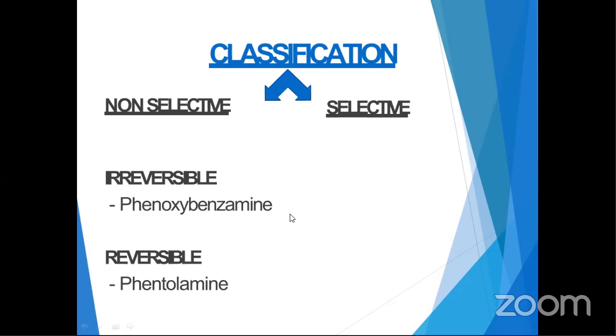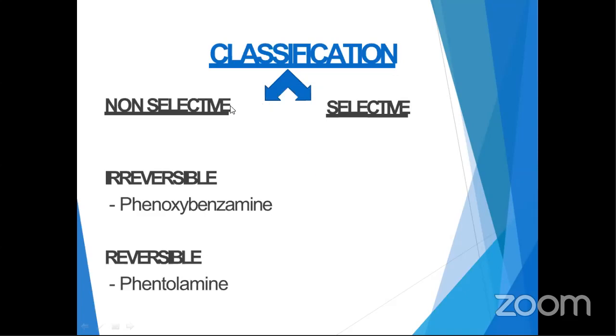What is the meaning of irreversible? Just opposite to irreversible, there is a word which we call reversible. By this time, you should be able to understand what you mean by reversible. When you bring an agonist, and the agonist in this case would be noradrenaline, and you increase the levels of noradrenaline, it is going to displace this drug, phentolamine, from its binding site, and that is why we call it reversible. I hope this is clear.